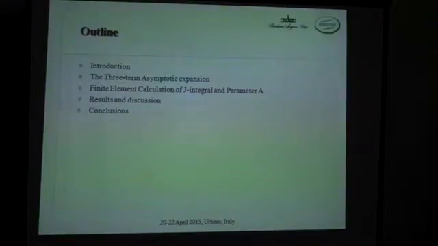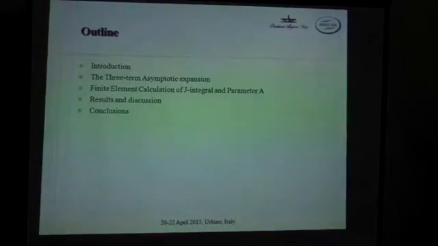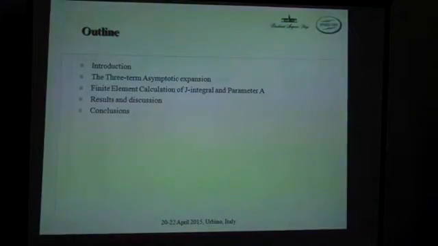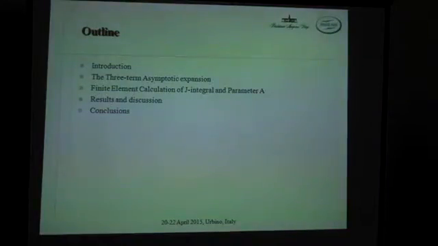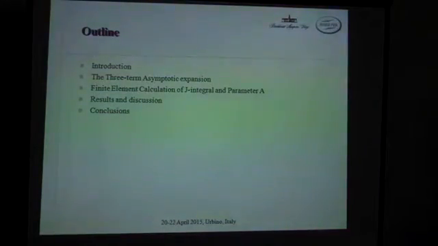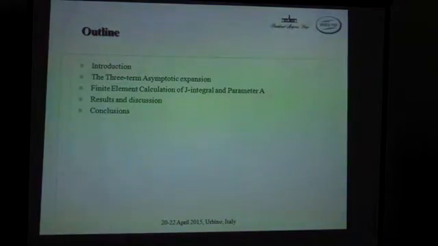First of all, I'll give a brief introduction and try to explain why we need to employ an additional parameter in classical fracture mechanics to characterize the stress field in the vicinity of the crack tip. And we will consider the three-term asymptotic expansion of the stress field in the vicinity of the crack tip, and after that I will give some finite element results on the determination of the J integral and constraint parameter A, and of course result discussion, and finally conclusion.